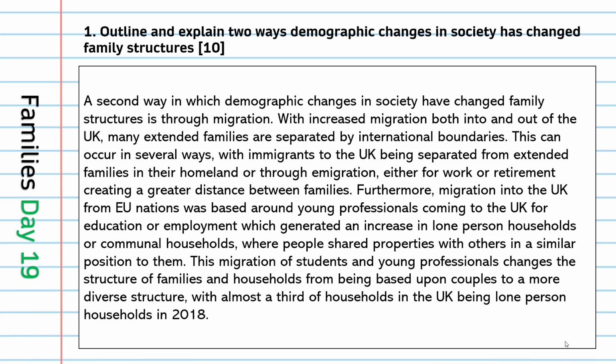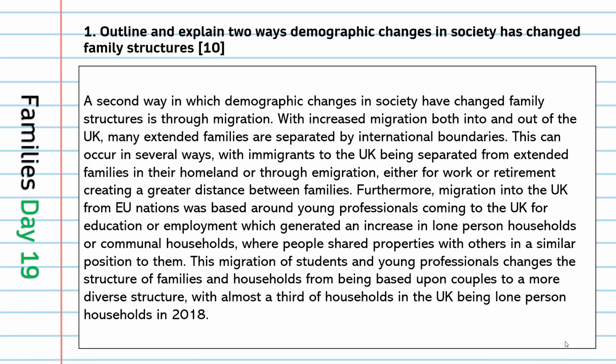A second way in which demographic changes in society have changed family structures is through migration. With increased migration both into and out of the UK, many extended families are separated by international boundaries. This can occur in several ways, with immigrants to the UK being separated from extended families in their homeland, or through emigration, either for work or retirement, creating a greater distance between families.